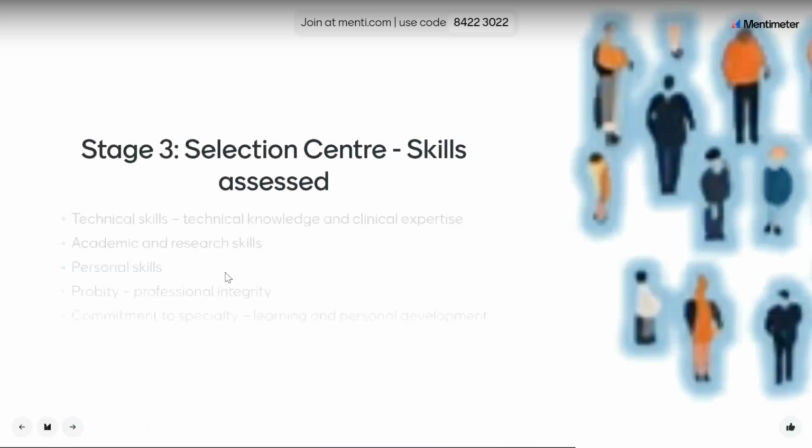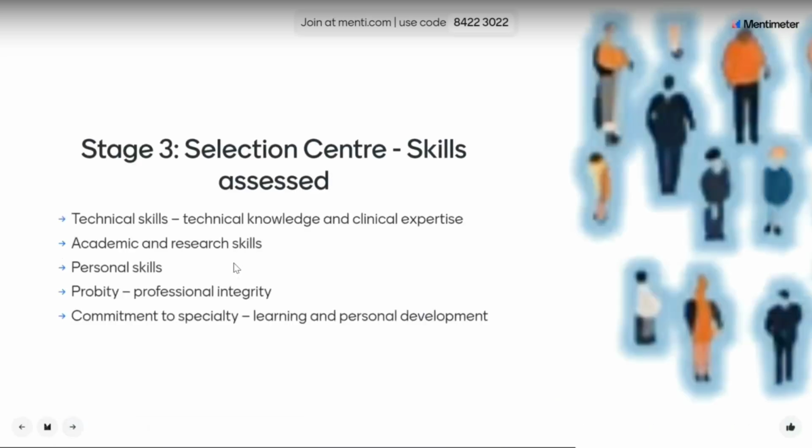Then the final stage, which is the selection center, it's interviews like I mentioned earlier, and they'll test all these skills in a few questions. So it's up to you to start preparing how you're going to tailor your answers to show that you have the technical skills. Do you have public health knowledge, public health skills, research, personal skills particularly? They're very important because most people will tend to forget most of them.